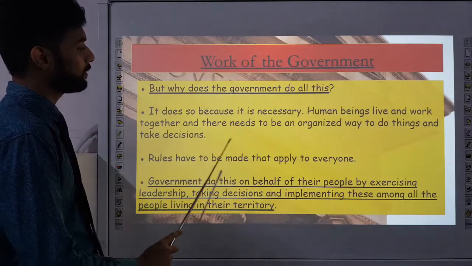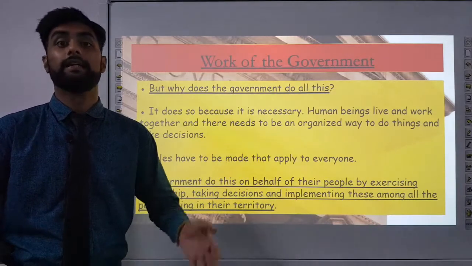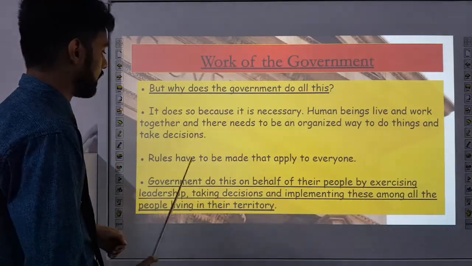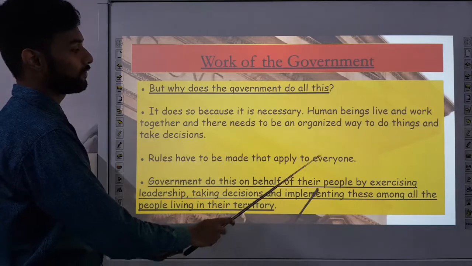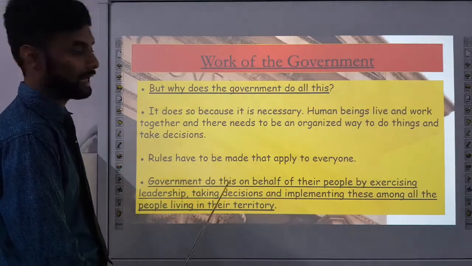Now, rules have to be made that apply to everyone, and whatever rules and laws the government make, they apply to themselves as well. Government do this on behalf of their people by exercising leadership. Okay, underline this entire line in your book.